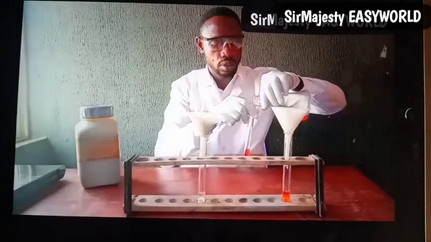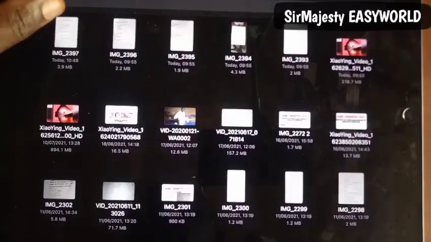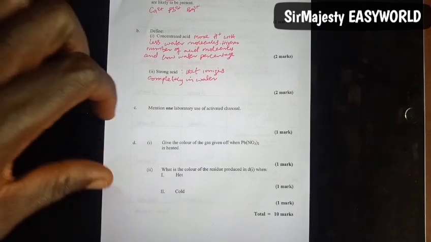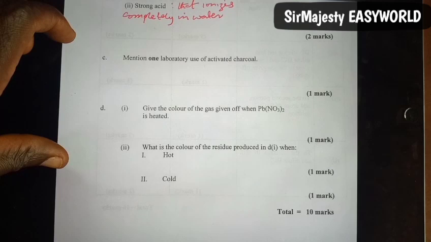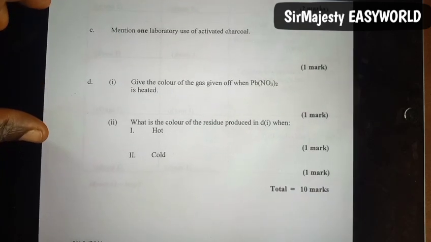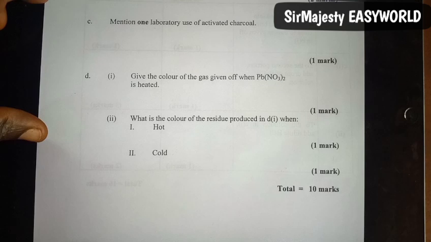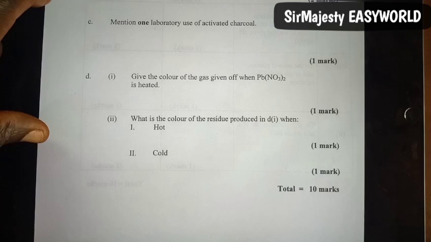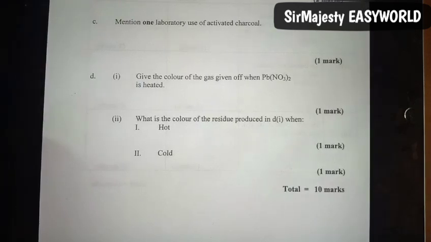Then we go back to our normal question. The other question says, give the color of the gas given off when lead nitrate is heated. Then I say, what is the color of the residue produced in D above? If you know the action of heat on lead nitrate, commonly in the laboratory we prepare nitrogen dioxide, that is NO2, which is a reddish brown gas, by heating lead nitrate, because it easily gives off this gas on slight heating. Here the answer should be reddish brown, please, because the gas released is NO2.